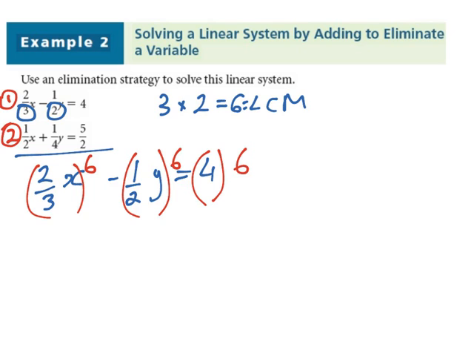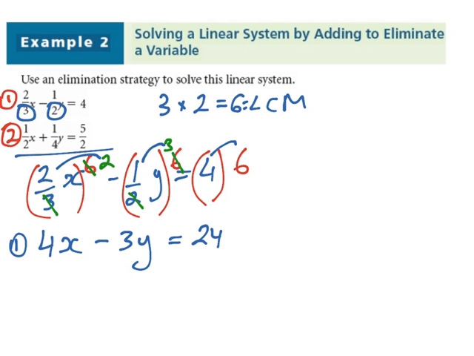In this case, multiplying is the same thing as dividing, really. We could multiply and then divide. The order of operations does not matter. So 6 divided by 3 is 2. 6 divided by 2 is 3. So we can get rid of these fractions, and the fractions now are gone. And now we do the multiplication. 2 times 2 is 4. Don't forget the x. Negative 1 times 3 is negative 3. Don't forget the y. And 4 times 6 is 24. This is our number 1 equation transformed.